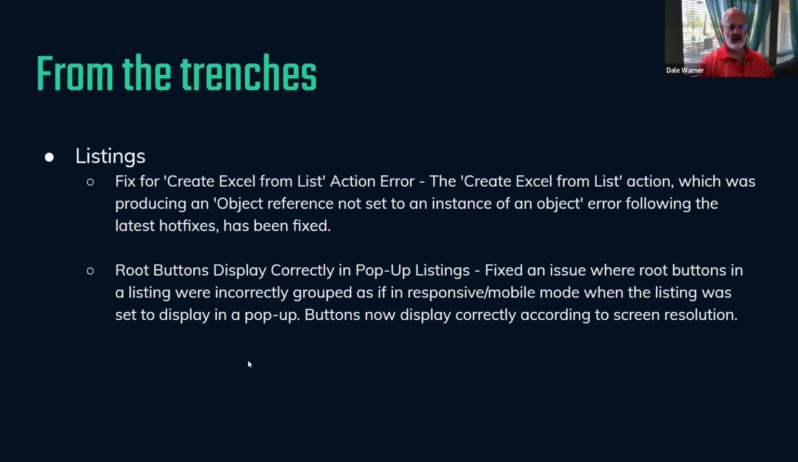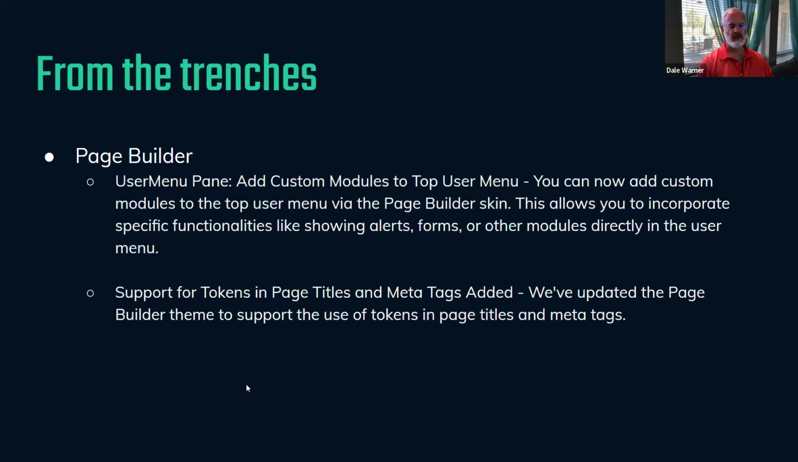And then we've had an issue with the root buttons when you're doing a listing. You would have buttons up at the top, and sometimes those would render as if it was a screen too small with our menu, and now it'll correctly render as true buttons on a wide device. So we cleaned up those couple of things.